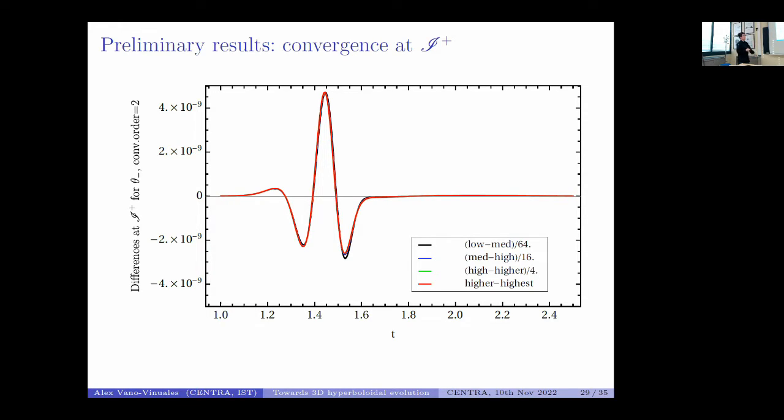And that's a special rescaling. And if you use that rescaling for your data, then you should be able to get curves that coincide. And if they coincide, it means it is converging. And it is indeed very good convergence at future null infinity, which is a really good result.